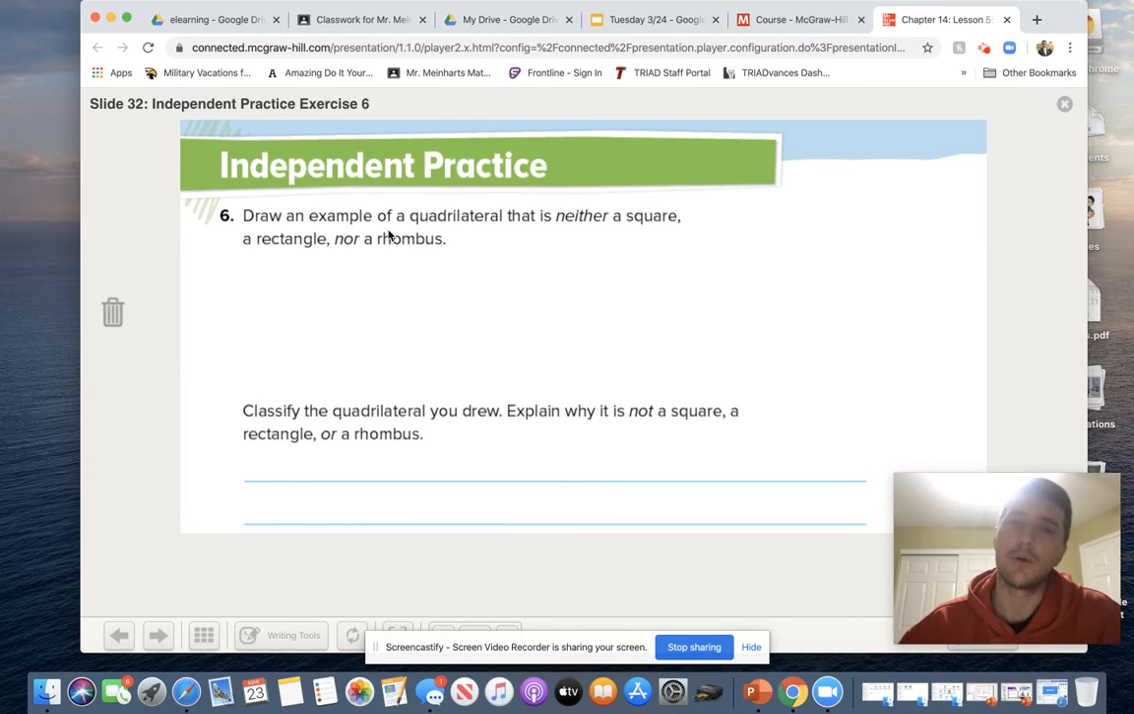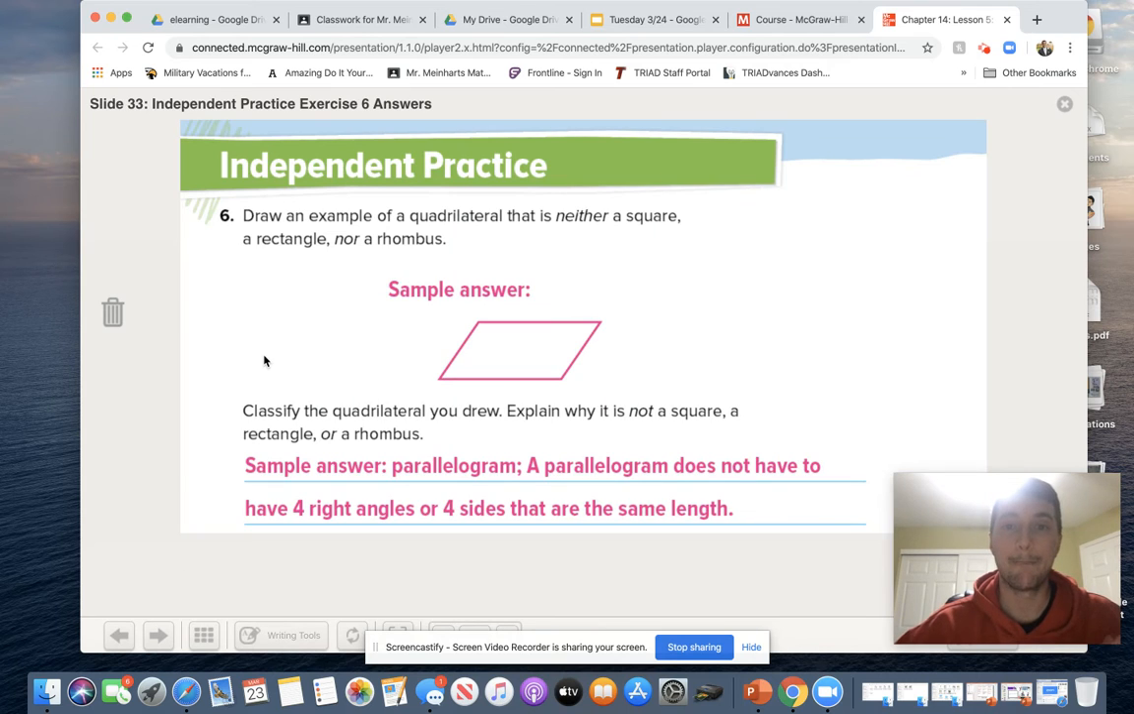Draw an example of a quadrilateral that is neither a square, a rectangle, nor a rhombus. Go back to that paper. See if there's anything on there. Pause the video. Answer the question. Classify the quadrilateral you drew. Explain why it is not a square, a rectangle, or a rhombus. Boom. Parallelogram. A parallelogram does not have 4 right angles or 4 sides that are the same length.